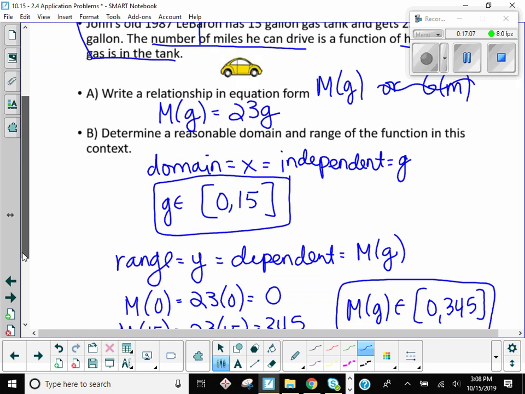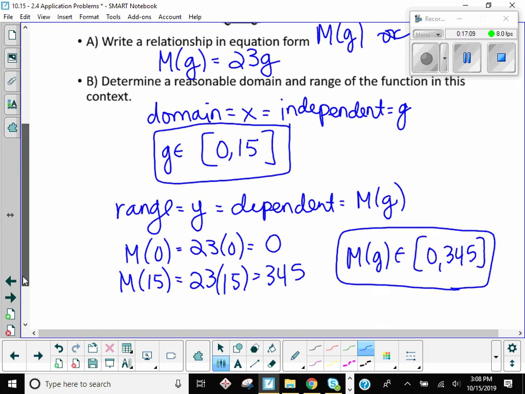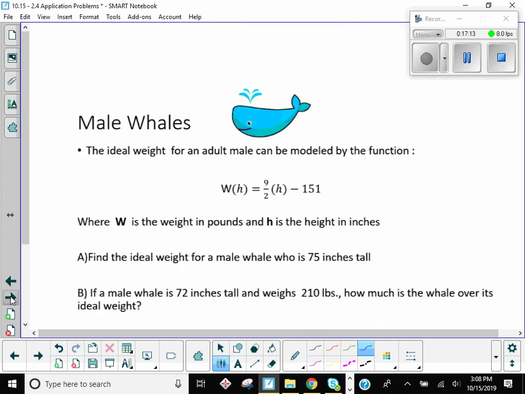Anybody need any of this up anymore? All right. So the next problem is about male whales. Everybody say male whales. That was fun, right? That's good.